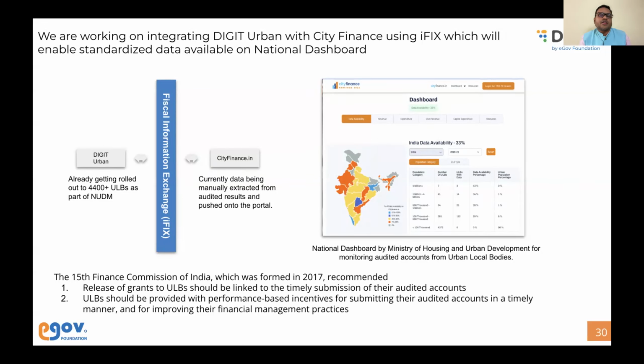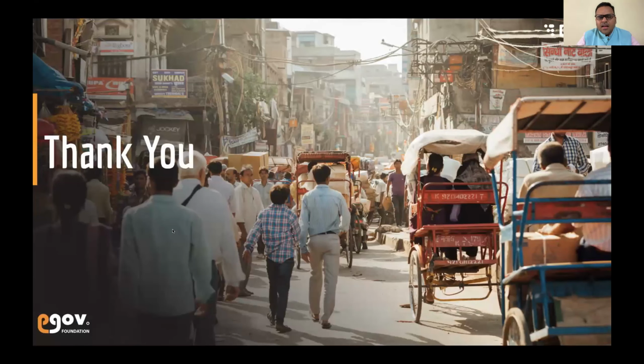So the current one has recommended that local bodies getting funds will be tied with timely submission of their audited accounts. So we have a Digit platform going live countrywide, and it has a finance and accounting module. Can we actually have that pushing electronic data through iFix to the city finance dashboard? Because currently it's being extracted manually based on the ULBs that actually post their audited accounts. So these are some of the things that are in the pipeline for us.